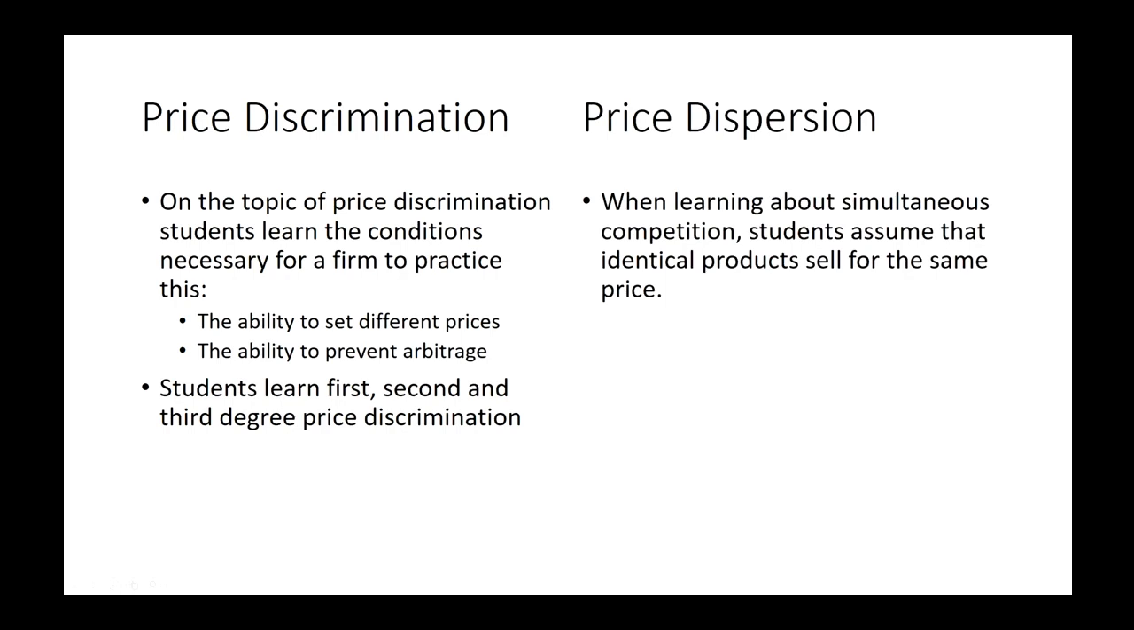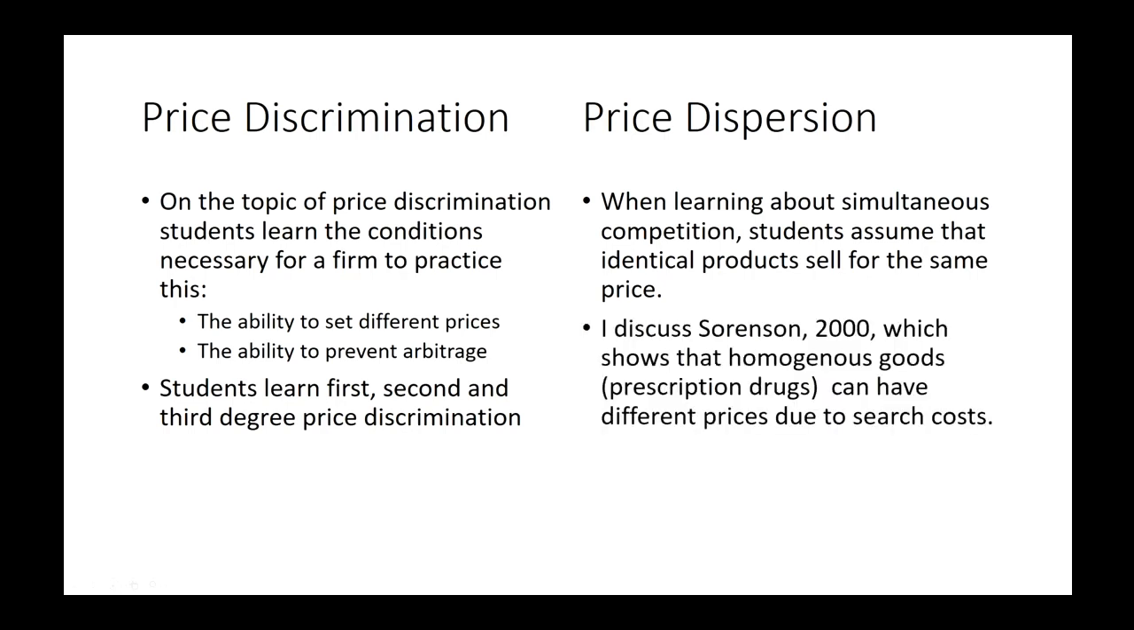The second project is on price dispersion. When learning about oligopoly markets, the models that are taught assume that identical products sell for the same price. I proceed then to discuss a paper by Sorensen, which shows that prescription drugs, which are homogeneous, sell for different prices in pharmacies due to price search. In particular, drugs that are purchased more frequently exhibit less price dispersion because buyers search more intensely for lower prices with such prescriptions.